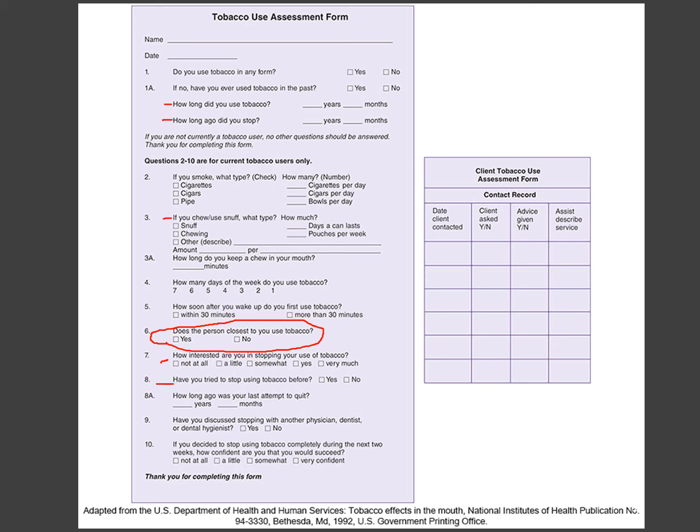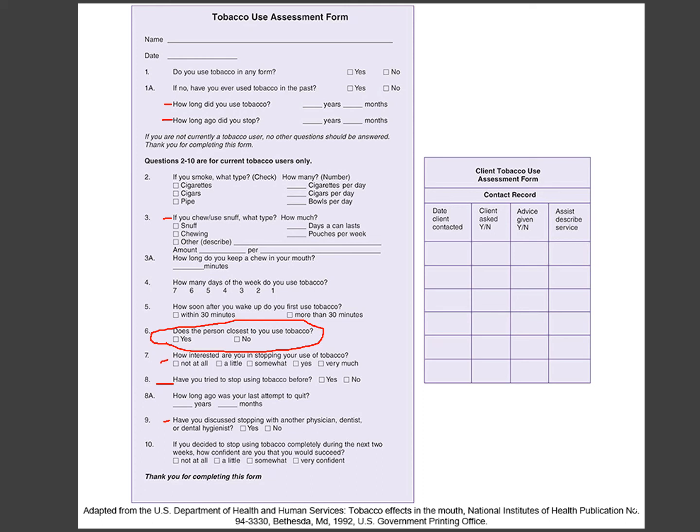How long ago was your last attempt to quit? Maybe they tried quitting and just started up again yesterday, and they're probably going to need a little while to try it again. And then, have you ever discussed stopping with another physician, dentist or dental hygienist? This question is because if they're already getting some type of medication from their doctor, if they've already reached out to the other resources, you're going to be redundant in giving them that.